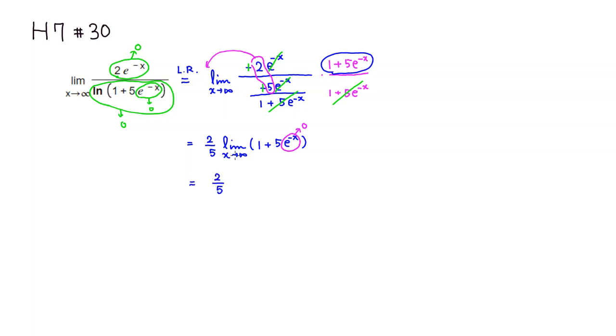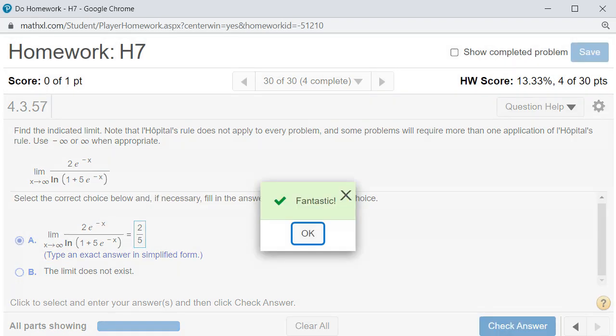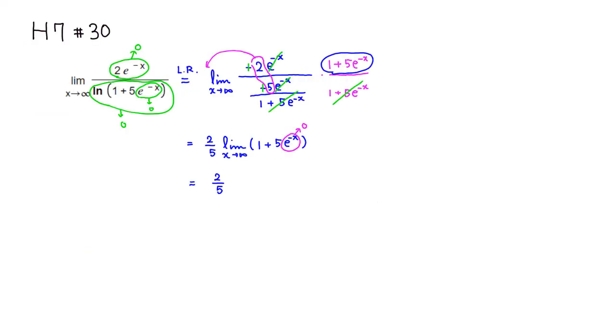All right, let's type it in. So we have 2/5. Let's check the answer. All right, we got that. That's it. I hope that this was clear.